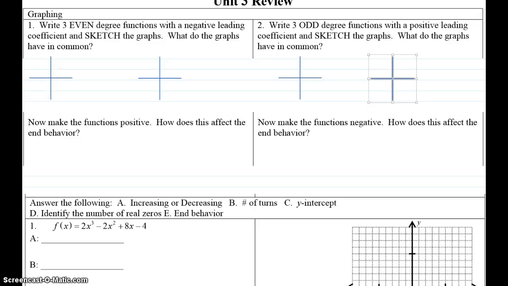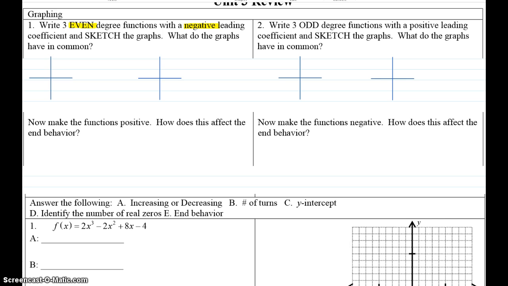All right, let's take a look at number 1. We are going to start by writing 3 even degree functions with a negative leading coefficient and sketching the graphs. What do the graphs have in common?